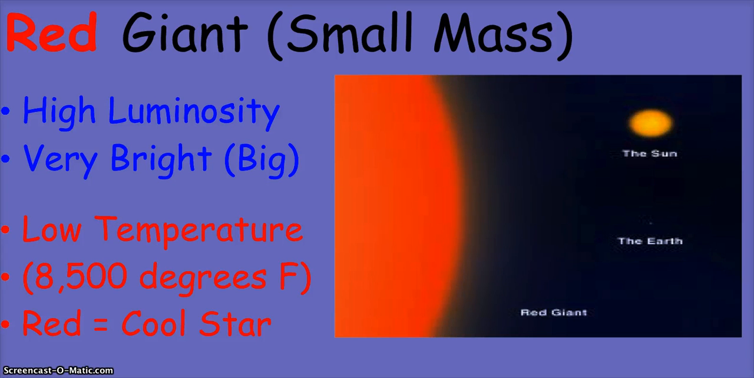And our star will actually burn as a lower temperature star than what it was in its main sequence. And remember, low temperature for a star is about 8,500 degrees Fahrenheit. And red stars are the coolest of the stars. So remember, white, blue was hot, yellow, orange, medium, red is cooler. So as our star, the sun, will die, it actually will get cooler.